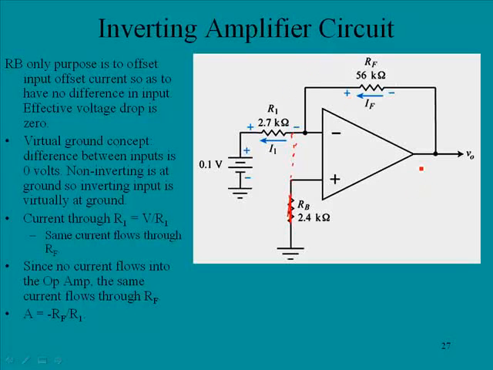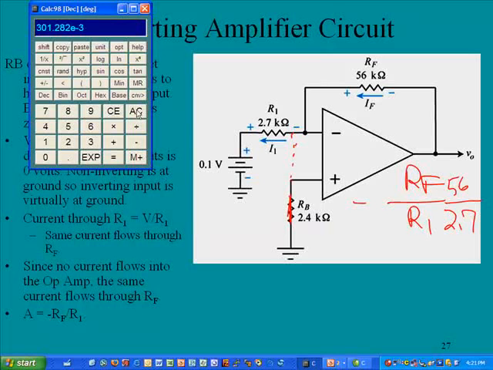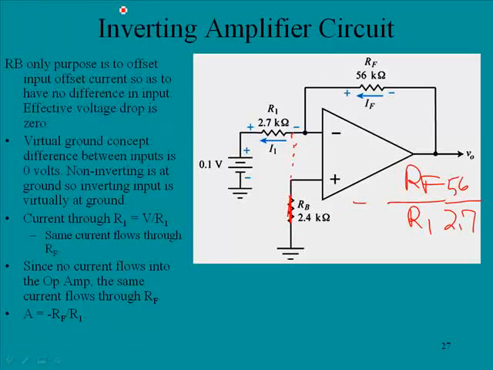So let's calculate our gain. It's going to be RF over R1, and it will be minus. In this case we have 56 divided by 2.7, and that will give us our gain relationship. Let's take a quick look at that. 56 divided by 2.7 equals 20.741. So 20.741 will be our gain ratio.